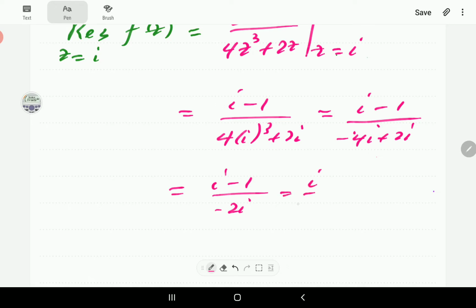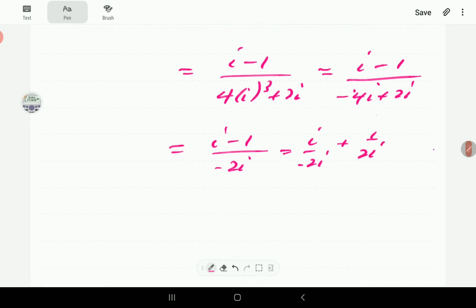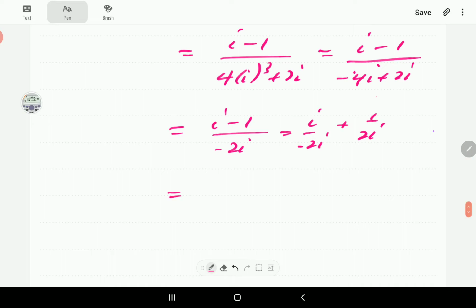So this is going to be i over negative 2i plus 1 over 2i. So the first one is going to be minus 1/2. The second one is going to be minus i over 2. So we can actually write this as 1/2 into 1 plus i.